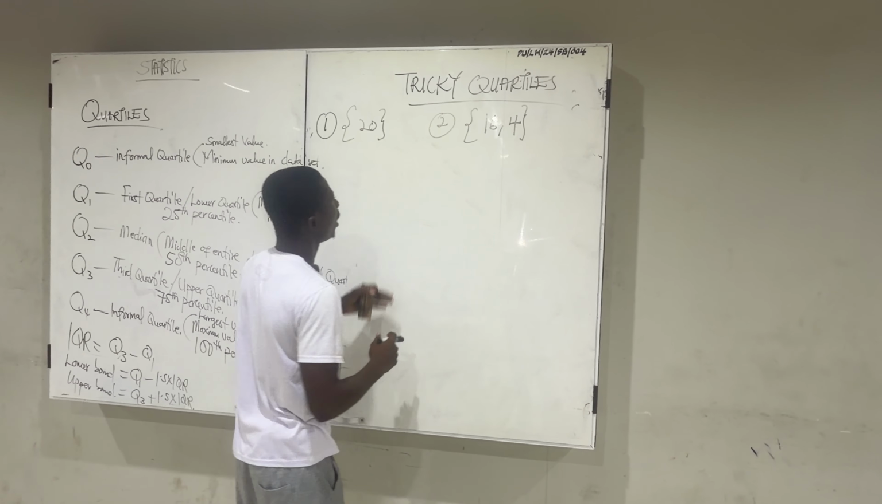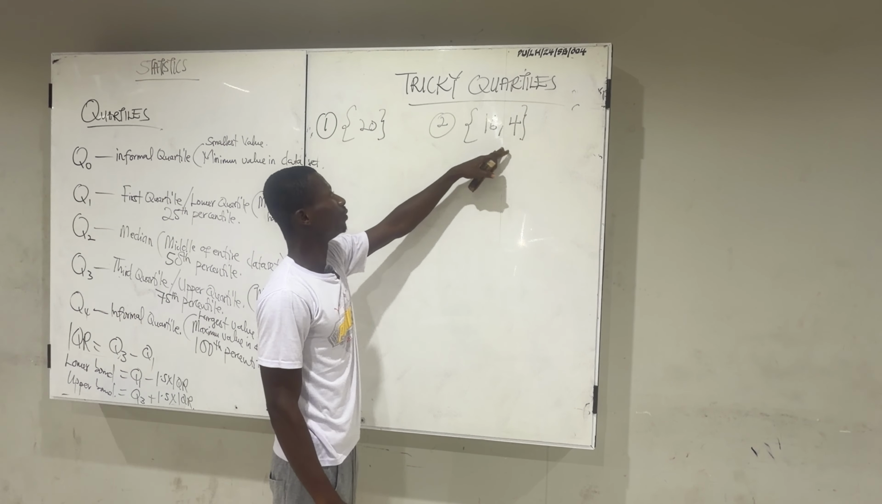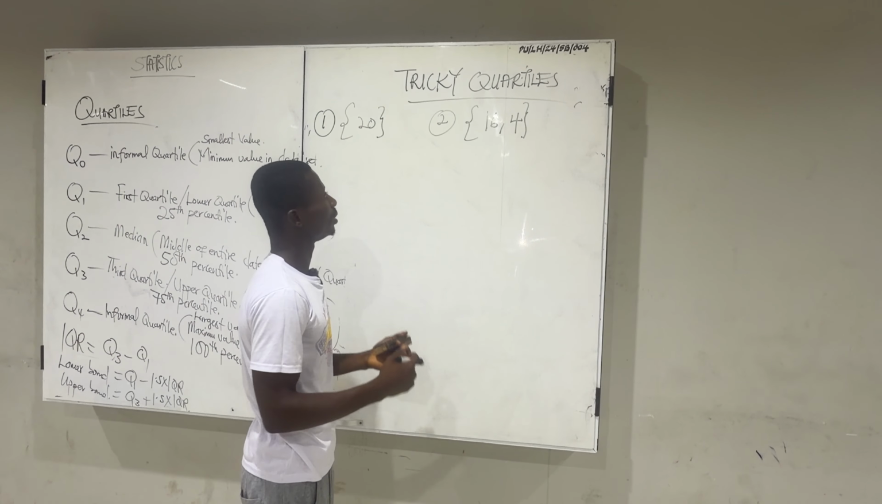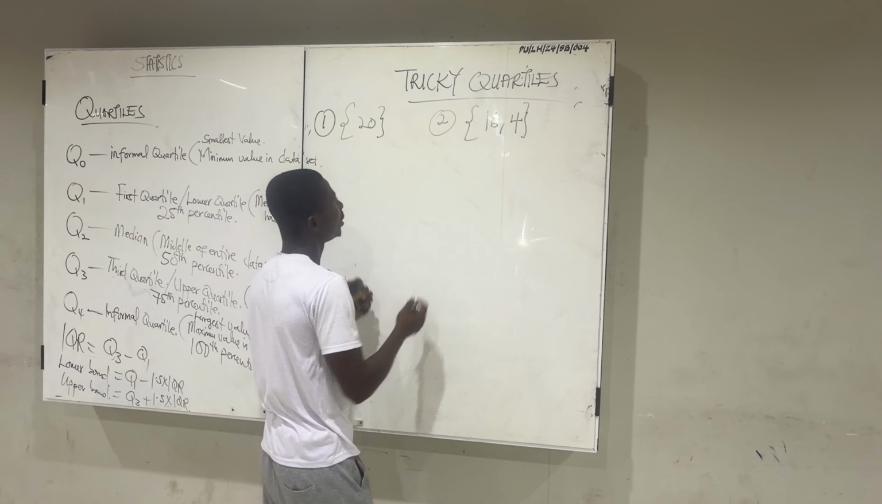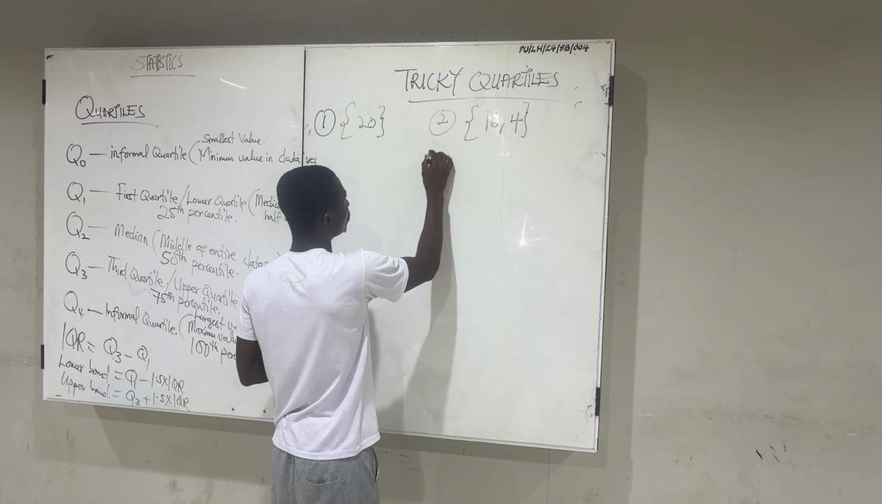Okay, so here our second example has two values, which is 16 and 14. So if you are given an example and it contains two values, this is how to solve for the quartiles. Here we are going to have our lower quartile. So arrange the data first.